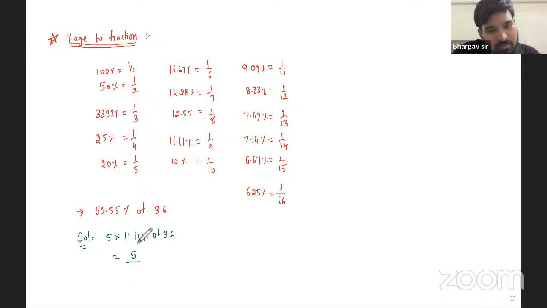11.11% is what? 1 by 9 of 36. Then I'll write 9 ones are 9, 9 fours are 36, 5 fours are 20. Right? This is how these percentages help.